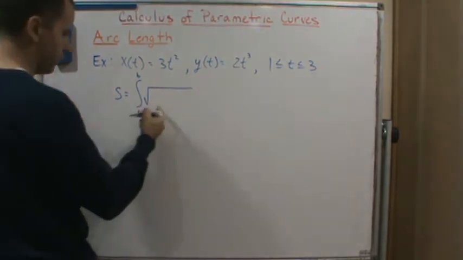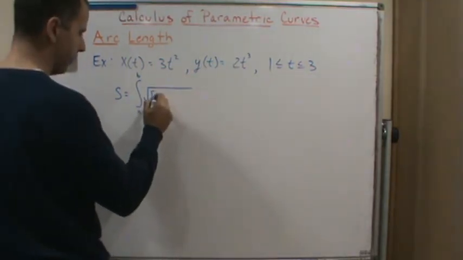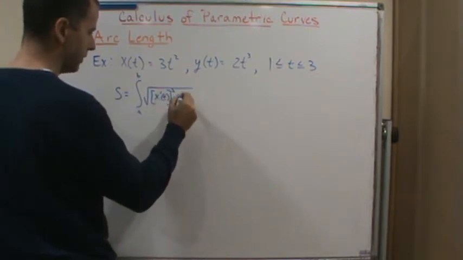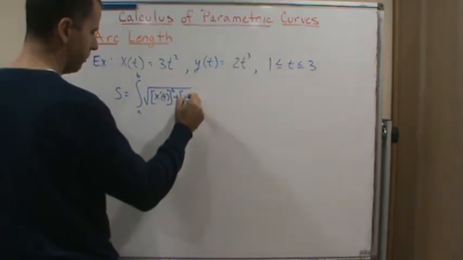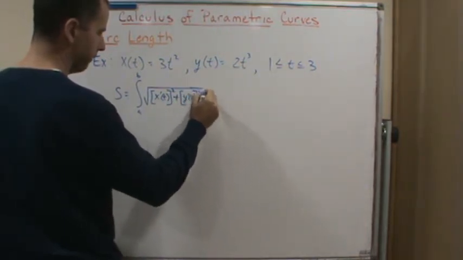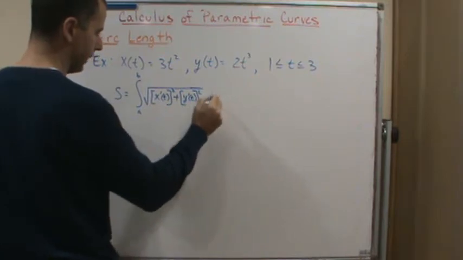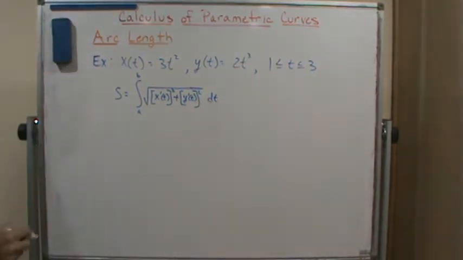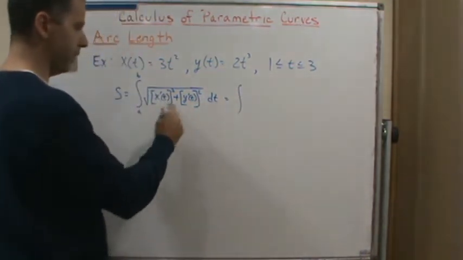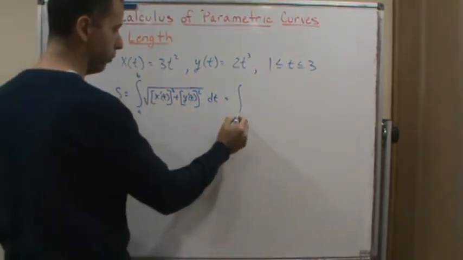of the square root of x prime of t quantity squared plus y prime of t quantity squared dt. Okay, that's all I'm going to use. So now all I'm going to do is plug in the values that I need and the functions I need. So this is going to go from 1 to 3.